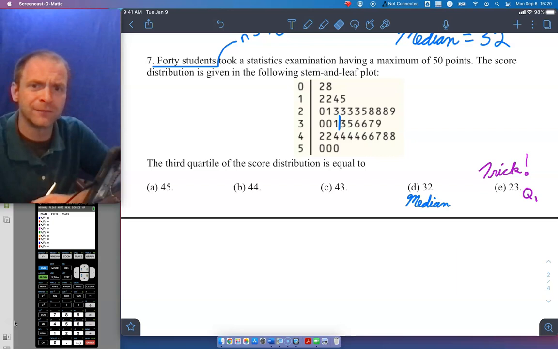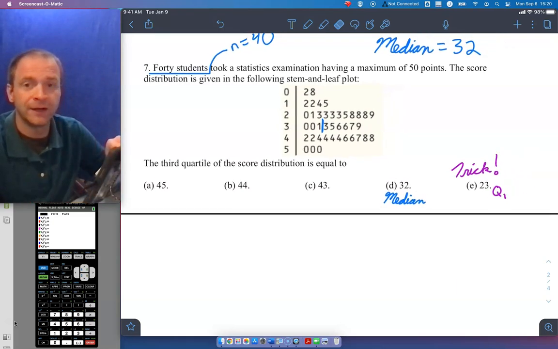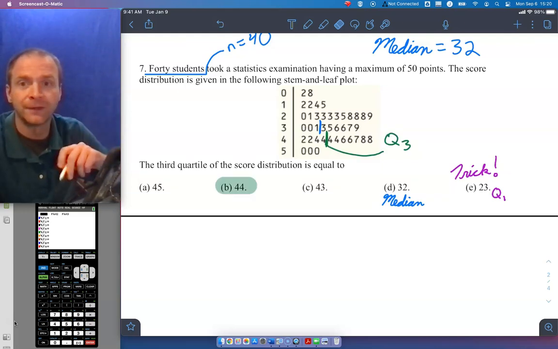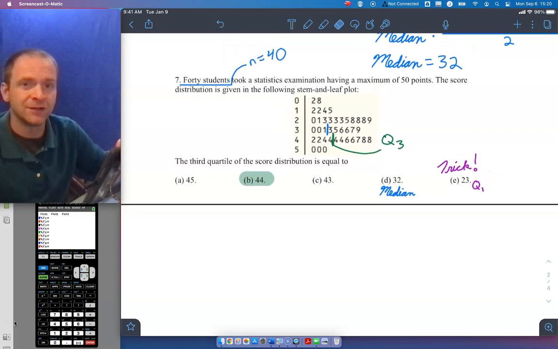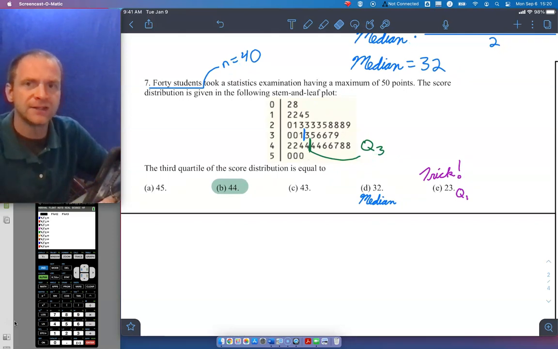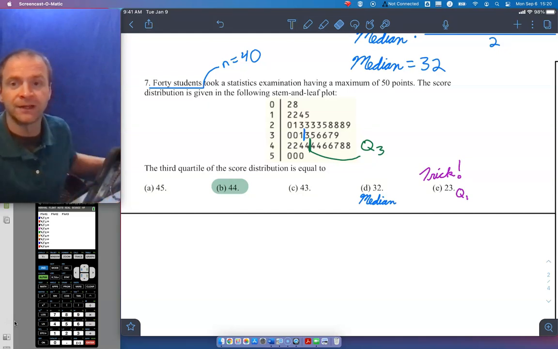So 45, 44, 43. So I'm going to go ahead and I can count through to figure out where is the exact middle of the upper half of the distribution. And if I do that, I'm going to see it falls between 44 and 44, which really means that it is, in fact, 44. So that is question 7. No real reading tricks or anything like that, just some ways to kind of cross out answers as you go. If you know the median is 32 and you're trying to find the third quartile, you should cross out anything below 32. And that should help you figure out what the answer is going to be.